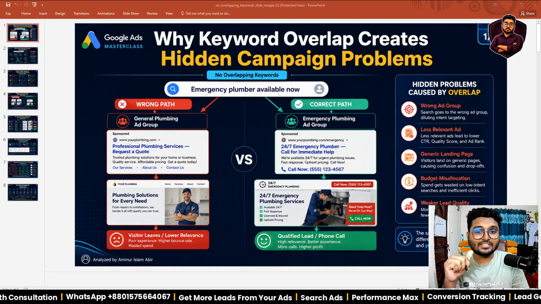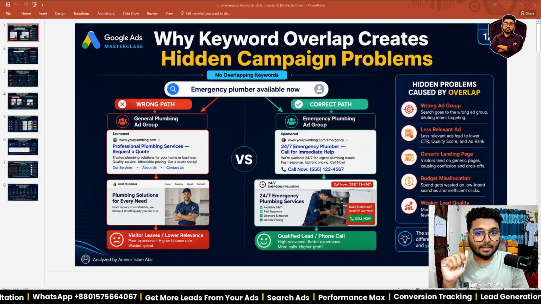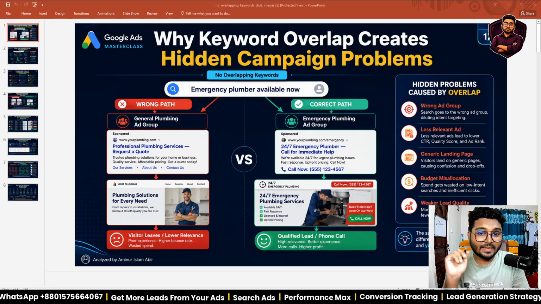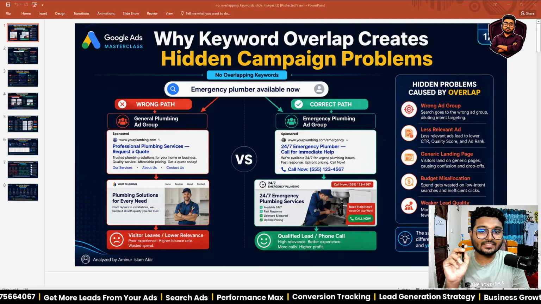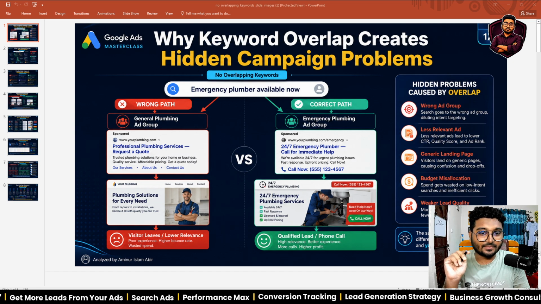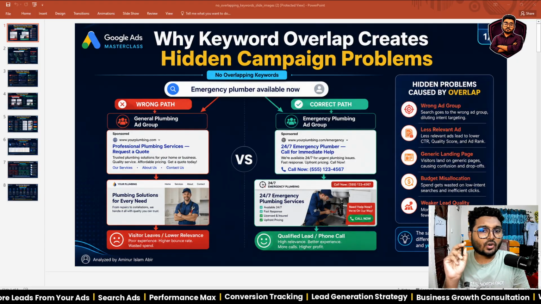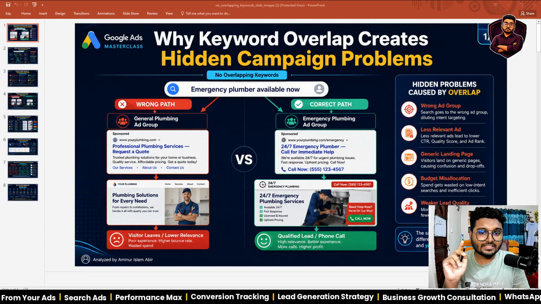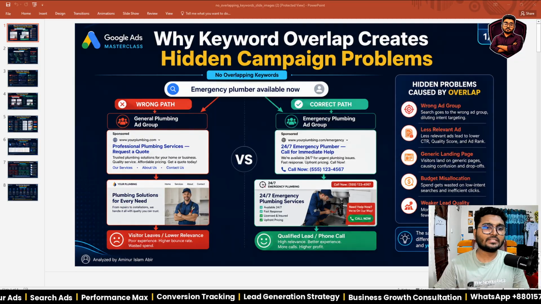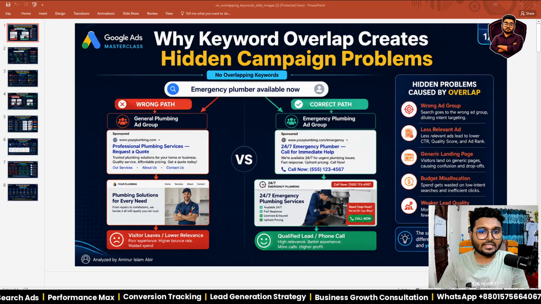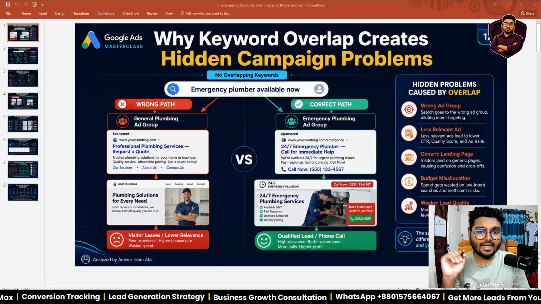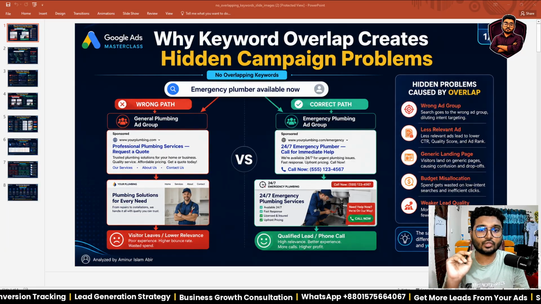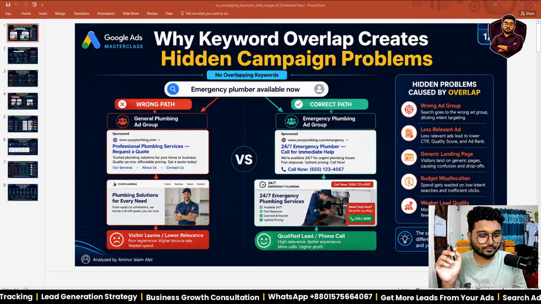One customer search may be eligible for multiple campaigns or ad groups, and Google may send that search through a route that you didn't intend. As a result, the customer may see the wrong advertisement, visit a generic landing page, or enter a campaign with the wrong budget and bidding strategy. In this presentation, we will learn what keyword overlap means, when it becomes harmful, how to organize keywords by intent, how to find routing problems, and how to fix them without overcomplicating the account.